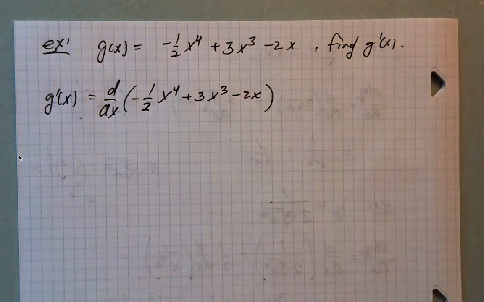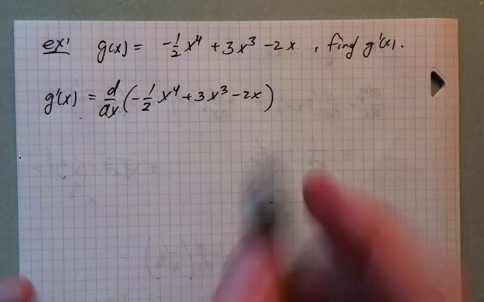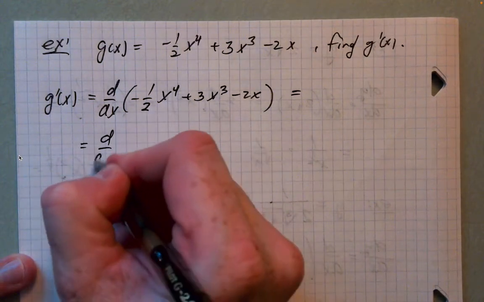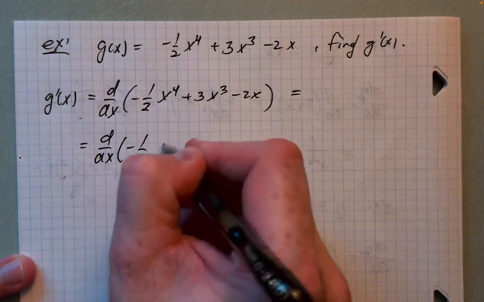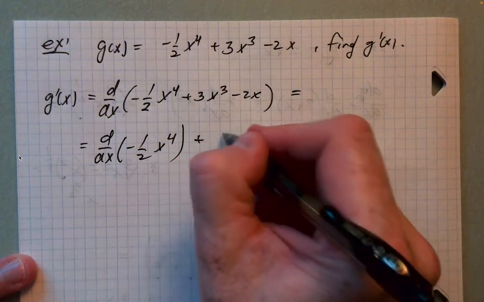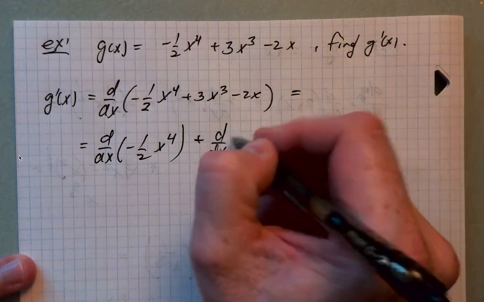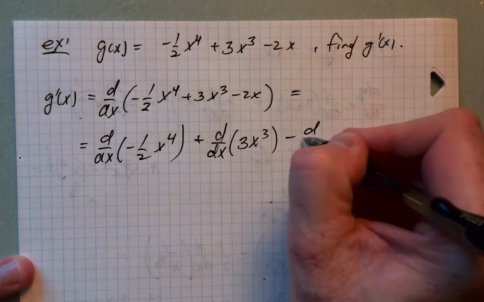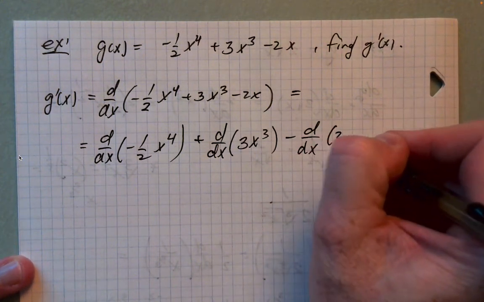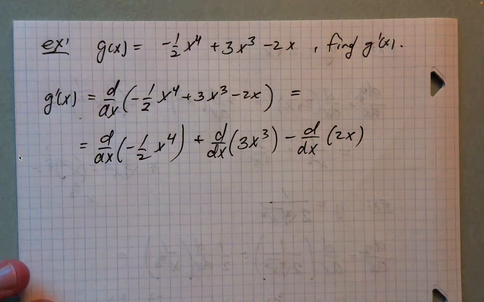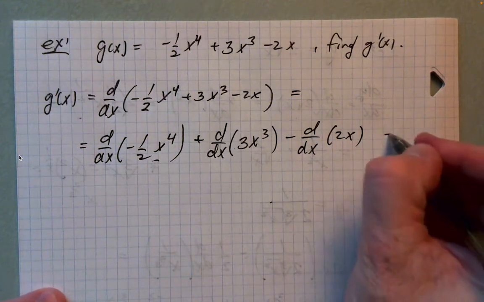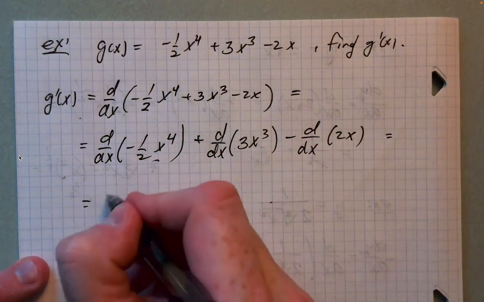Okay, now this is the sum and or difference of three terms, right? And so that means using the previous theorem, I can just break this apart, right? So I get the derivative with respect to x of negative 1/2 x to the 4th plus the derivative with respect to x of 3x cubed minus the derivative with respect to x of 2x. Just like that, right? I can break it all apart. Now, it turns out each of these terms has a constant in front. So, again, I can pull those constants out.